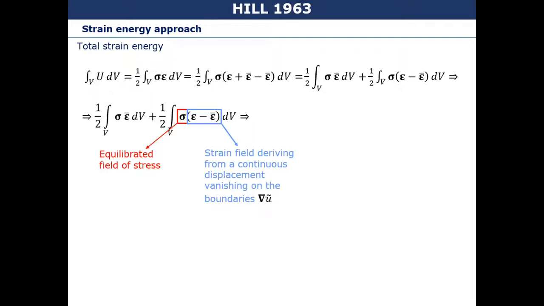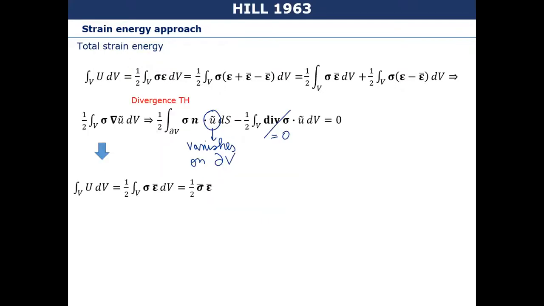So this strain field derives from a displacement field that is continuous and that vanishes at the boundaries, that I can define as U tilde with this symbol. With this in mind, the second term, sigma multiplied by the gradient of U tilde, can be split in two terms by exploiting the divergence theorem.